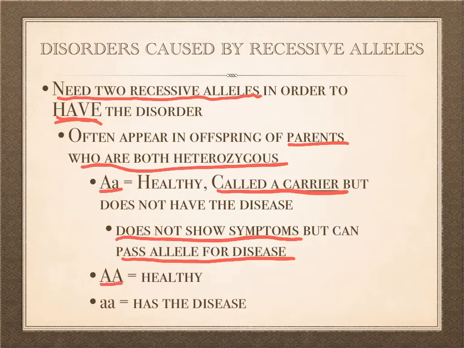If it was homozygous dominant, it would be completely healthy, not able to pass the allele onto its offspring. And if it was homozygous recessive, this would be an organism that would have this disease, whatever this recessive genetic disorder would be.